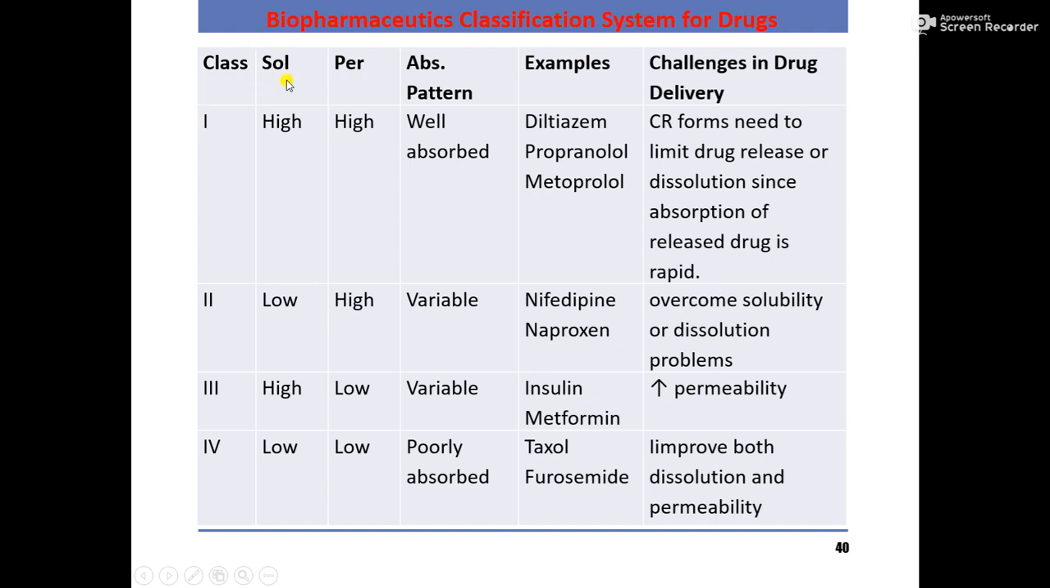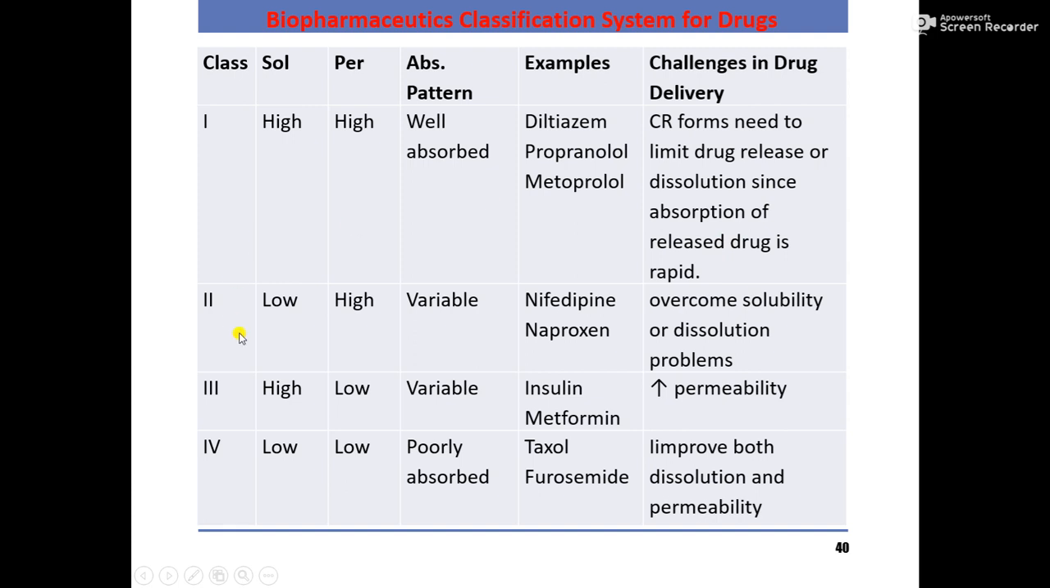In class 1 you can see the solubility, the permeability, the absorption pattern, and examples. In class 1, solubility and permeability are high, and it has a high absorption pattern. Its examples are diltiazem, propranolol and metoprolol. The challenge in drug delivery for class 1: the controlled release forms need to limit drug release or dissolution, since the absorption of released drug is rapid.